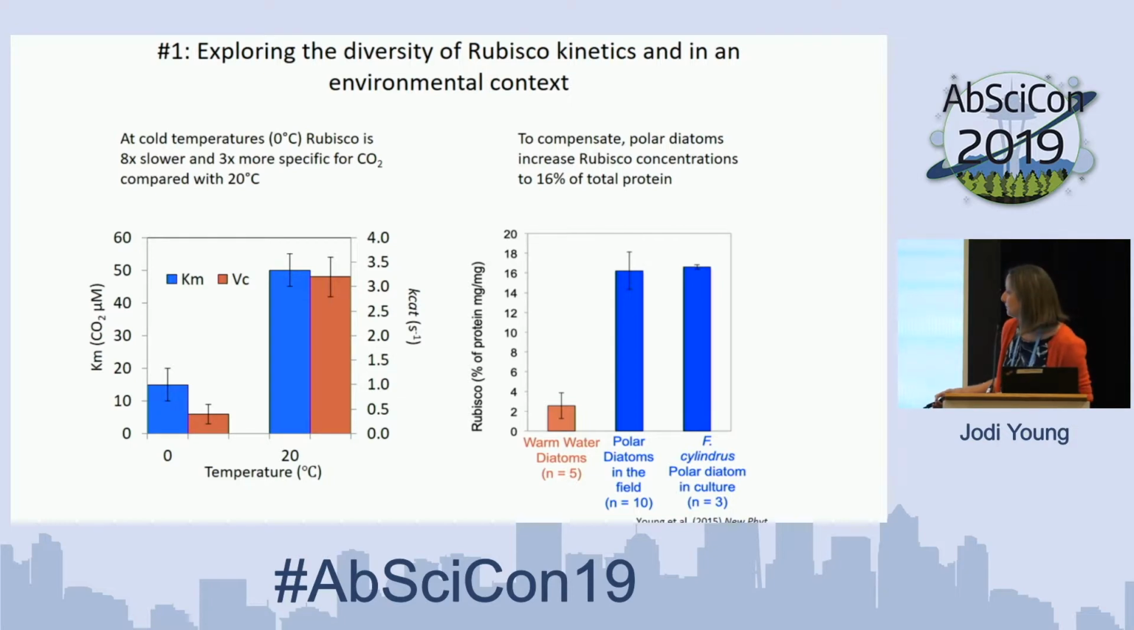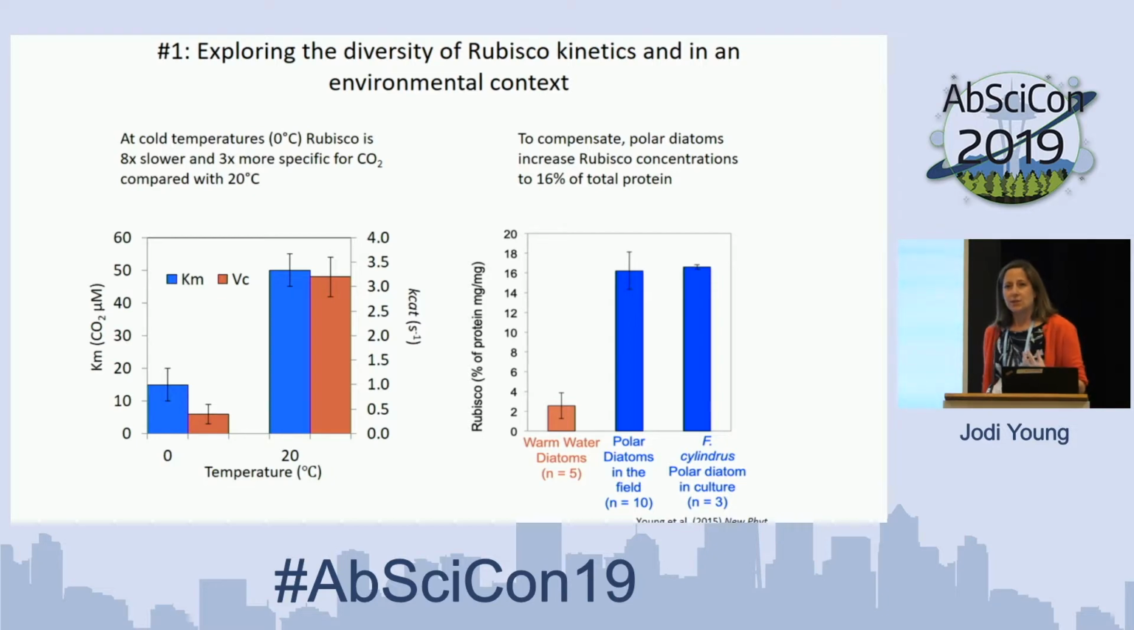And so polar diatoms at cold temperatures, to compensate for the slow carboxylation rate, dramatically upregulate how much Rubisco they have. And so this is a polar diatom species here, grown in the lab, called Fragilariopsis cylindrus. This is data from the field in Antarctica of a big diatom bloom at -2 degrees Celsius. And they have about 16% of their total protein as Rubisco, compared to only about 2.5% in diatoms that grow at about 20 degrees Celsius.